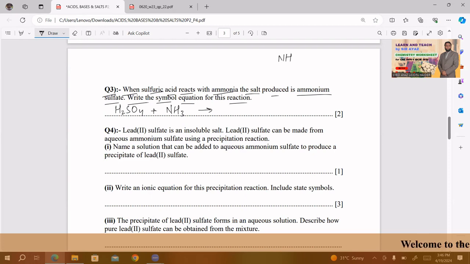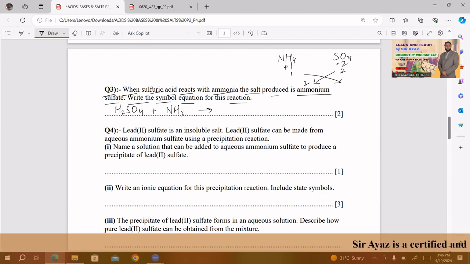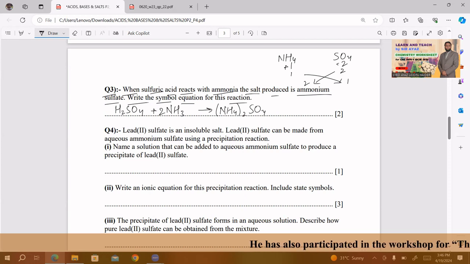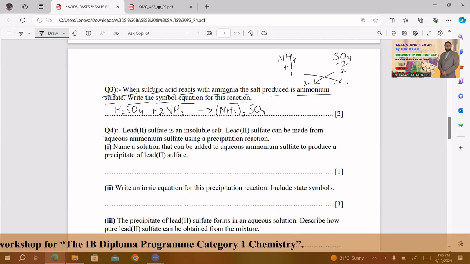Here's the ammonium ion, here's the sulfate ion. The sulfate ion carries a -2 charge, the ammonium ion carries a +1 charge. Ignore the charges. These subscripts will be exchanged. So what will we get? We will get (NH4)2SO4. Now balance the equation. Then write 2 here. Now the reaction is balanced. It's ammonium sulfate.